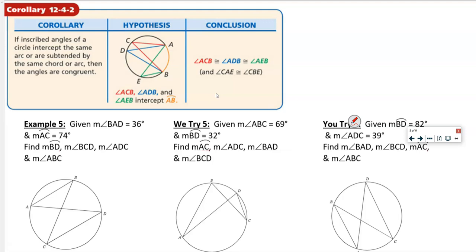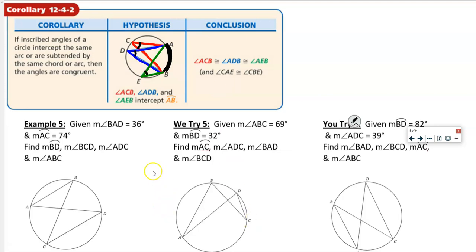I need you guys to notice that I've got this angle ACB that is subtended by arc AB, and notice also that we have angle ADB, again subtended by the same arc. And we even have another angle, AEB, that is subtended by the same arc. So that means all three of those angles must be congruent. So this angle is congruent to this angle, is congruent to this angle, okay?